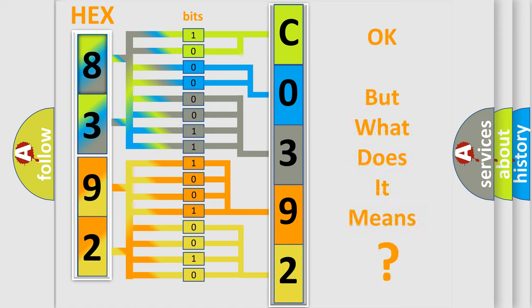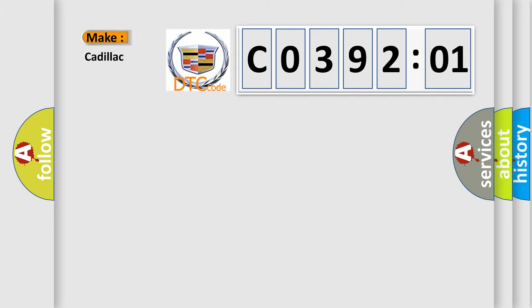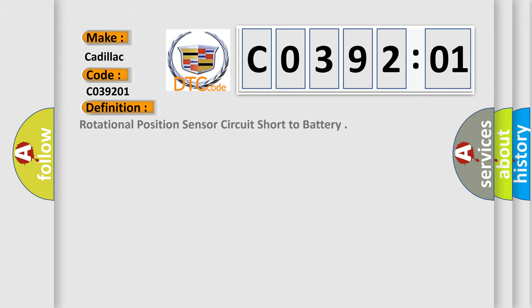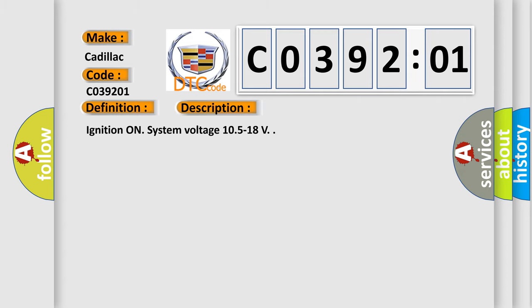The number itself does not make sense to us if we cannot assign information to what it actually expresses. So, what does the Diagnostic Trouble Code C0392-01 interpret specifically for Cadillac car manufacturers? The basic definition is rotational position sensor circuit short to battery. And now this is a short description of this DTC code. Ignition on. System voltage 10.5 to 18V.